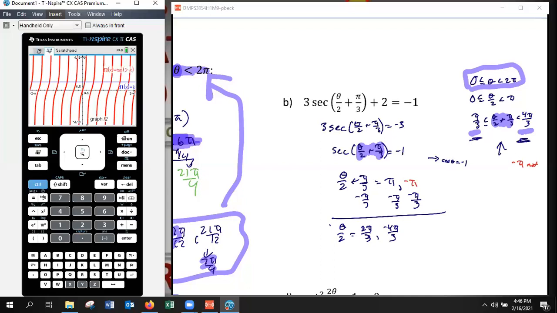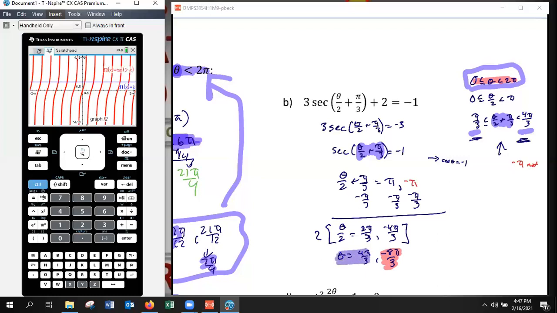Now, as I'm solving, I'm going to multiply everything by 2. So θ equals 4pi/3 and -8pi/3. So as we noticed, we said, hey, this is not going to work. What doesn't work is that -8pi/3 is not on the interval 0 to 2pi. But the 4pi/3 is on that interval, which is what we expected.